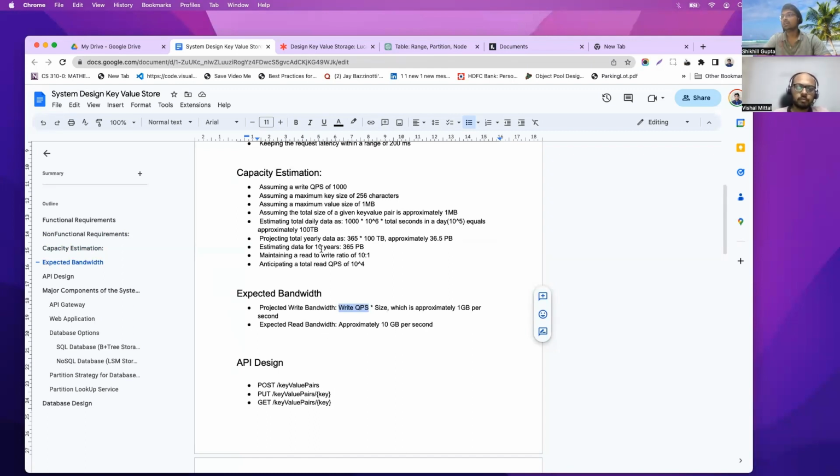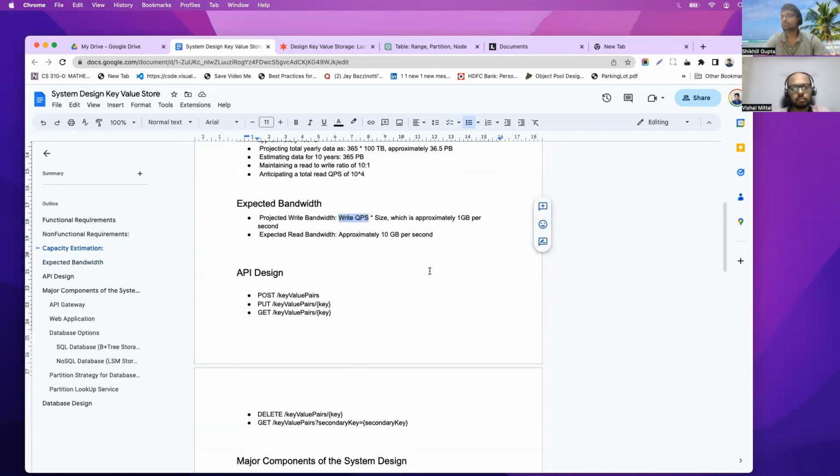And given that we have assumed a 10 to 1 read to write ratio, so 1 GB into 10, that is 10 GB per second, is the expected read bandwidth. So we need a maximum of, at least, 10 GB of bandwidth per second, right? So we should expect that kind of internet support for that system, right?